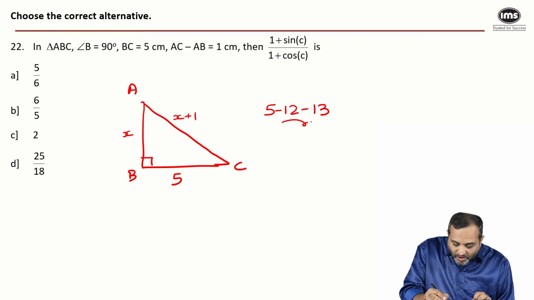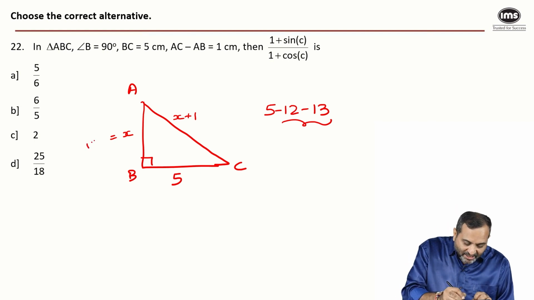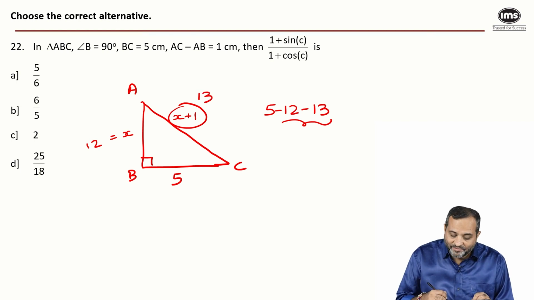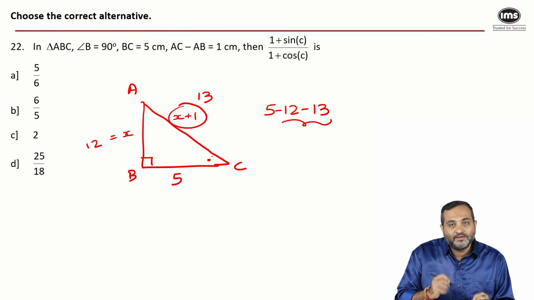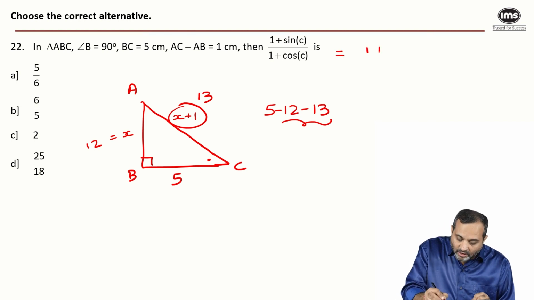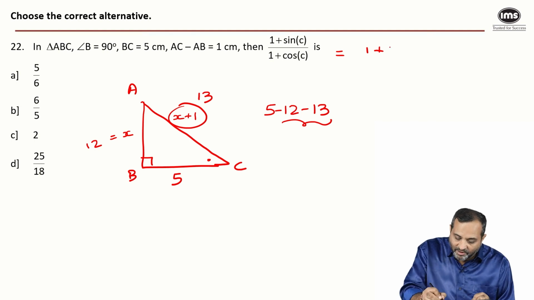So the difference of the other two sides is 1 here also. So I can easily say that this side has to be 12 and this side has to be 13. Now what is it that we are finding? 1 plus sine C over 1 plus cos C. So sine C, this is my angle C. How do you define sine C? It is opposite side upon hypotenuse. So sine C will become 12 by 13.